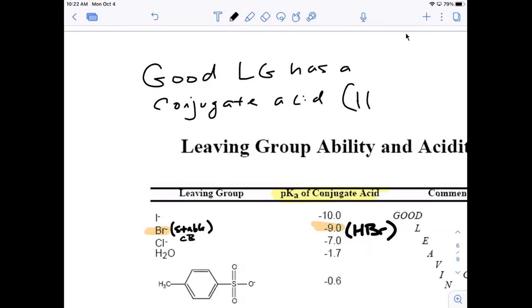Right, and that's just the leaving group plus a hydrogen. That's what your conjugate acid would be. So that's how we determine whether or not something is a good leaving group or a bad leaving group. The reason that's important is because when you compare reactions and you want to know which one is faster or slower, and you're comparing leaving groups, you need to have an idea about which leaving group is good or bad, and there's a way to do it, right? Just look at the conjugate acid.